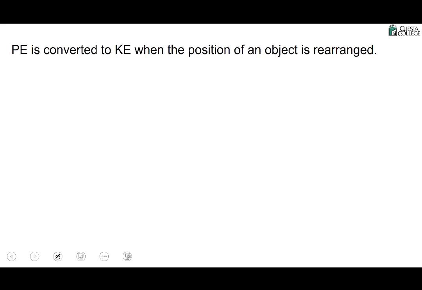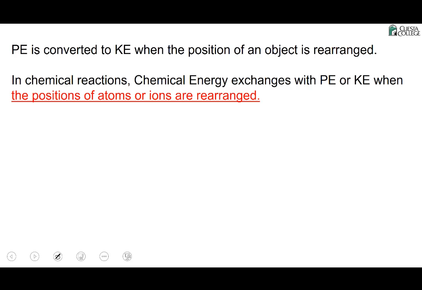We've talked about how potential energy can be converted to kinetic energy when the positions of objects are rearranged. The same is true for chemical reactions, where chemical energy is exchanged with potential or kinetic energy when positions of atoms or ions are rearranged. For example, hydrogen atoms that are far apart in space can rearrange, become closer together, and then form a molecule of H2. That mere rearrangement in space of the two atoms allows a bond to form and energy to be released.